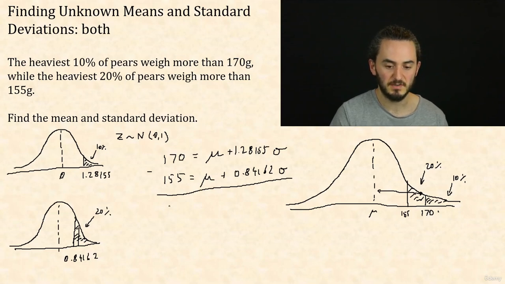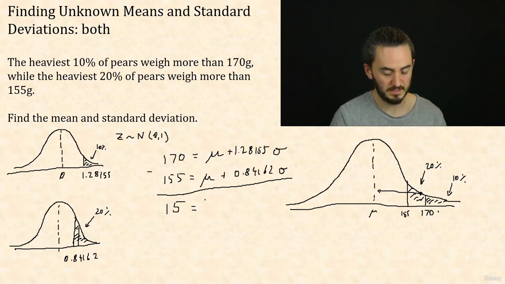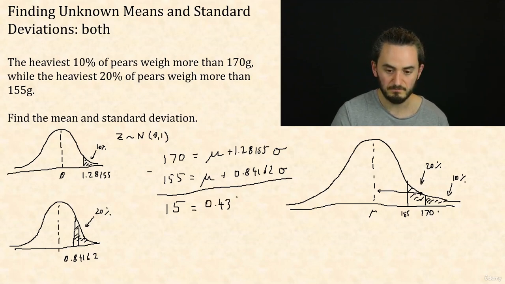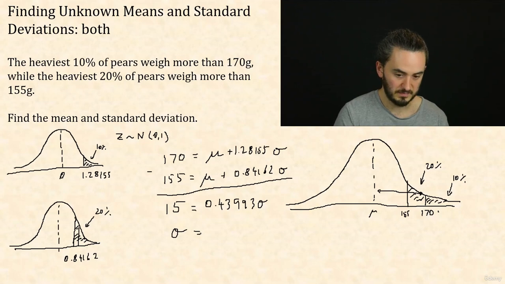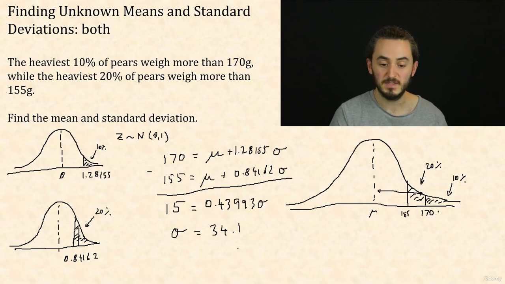170 minus 155 is 15. And now we've got 1.28155 standard deviations minus 0.84162 standard deviations is 0.43993 standard deviations. Divide both sides by that number, 15 divided by that, and you get a standard deviation of 34.1. And what does that mean for the mean? Well, we can just sub it into either of these. So I'll sub it into this one at the top.